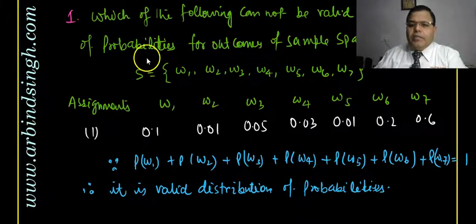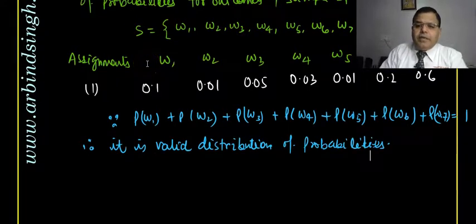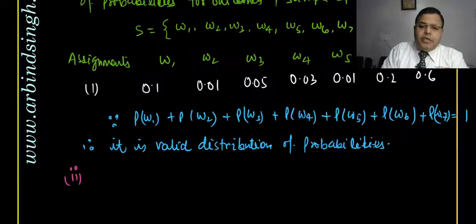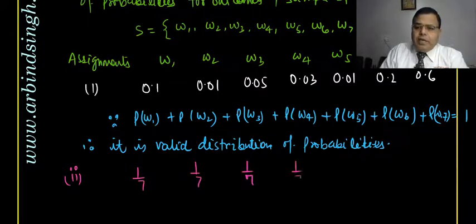It is 1. Total probability is 1 and therefore it will be a valid distribution of probability. Now the second part of the question is given here: 1 by 7, 1 by 7, 1 by 7, 1 by 7, 1 by 7, 1 by 7, and 1 by 7.